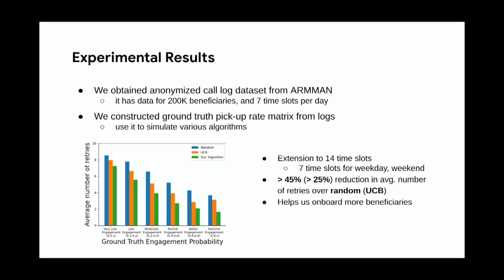The blue is the random baseline which the NGO implements currently. So their policy is very naive. They just randomly call users every day. They don't have any reasonable policy. Orange is the UCB, and green is the collaborative bandit algorithm, the phased elimination algorithm. So you can see phased elimination can reduce the number of retries by almost 25% compared to UCB. This is a very important metric, because if you reduce the burden on the system, they can recruit more beneficiaries into the study.